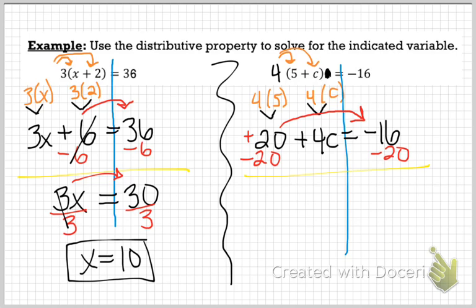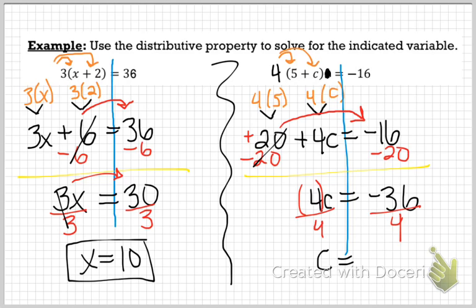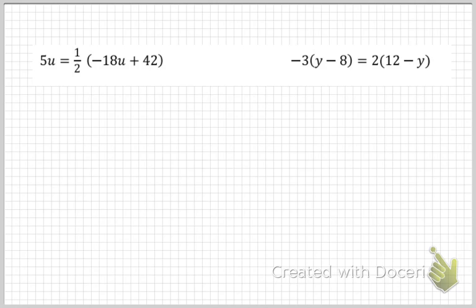Subtracting 20 cancels out, a zero pair. So we bring down the 4, we bring down the c, we bring down the equal sign, and we do the math for those two. Negative 16 minus 20 is negative 36. The last step is to detach the 4 away from c. So 4 is multiplying, and the inverse is to divide. By dividing, we get that our answer is negative 9. Another example. These problems are starting to gradually get a little bit bigger and bigger.